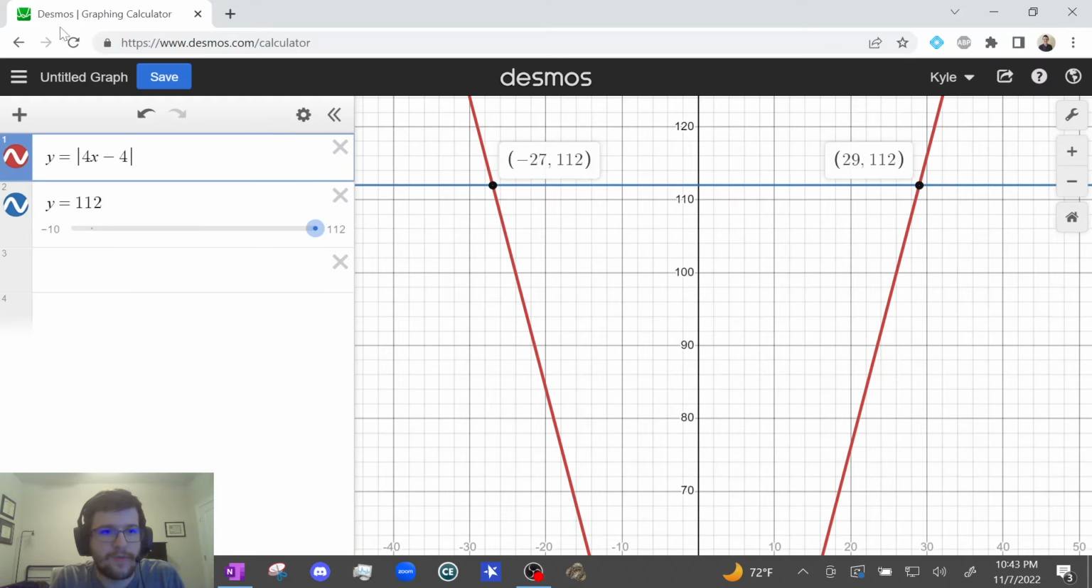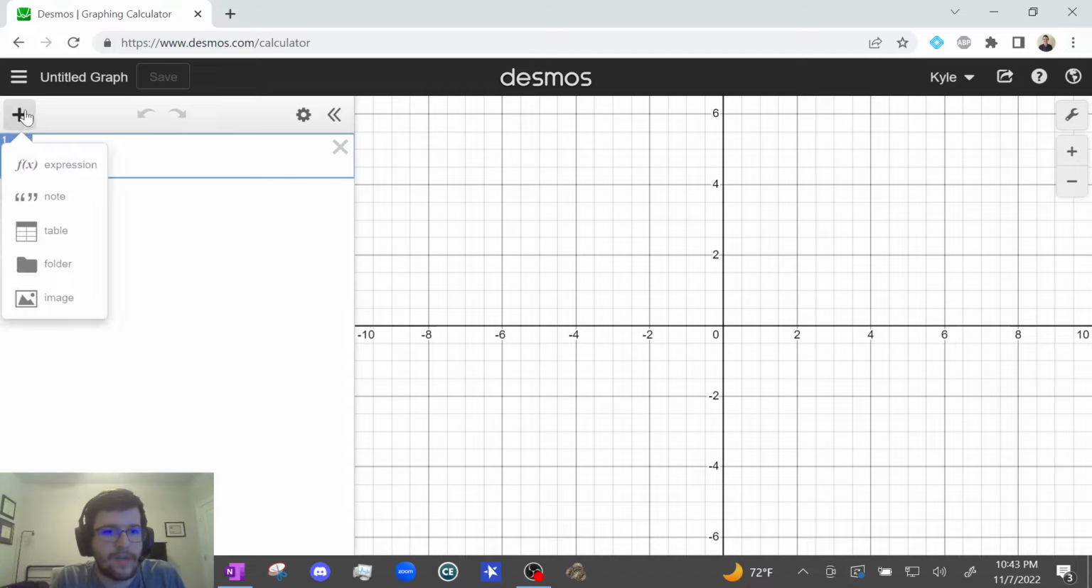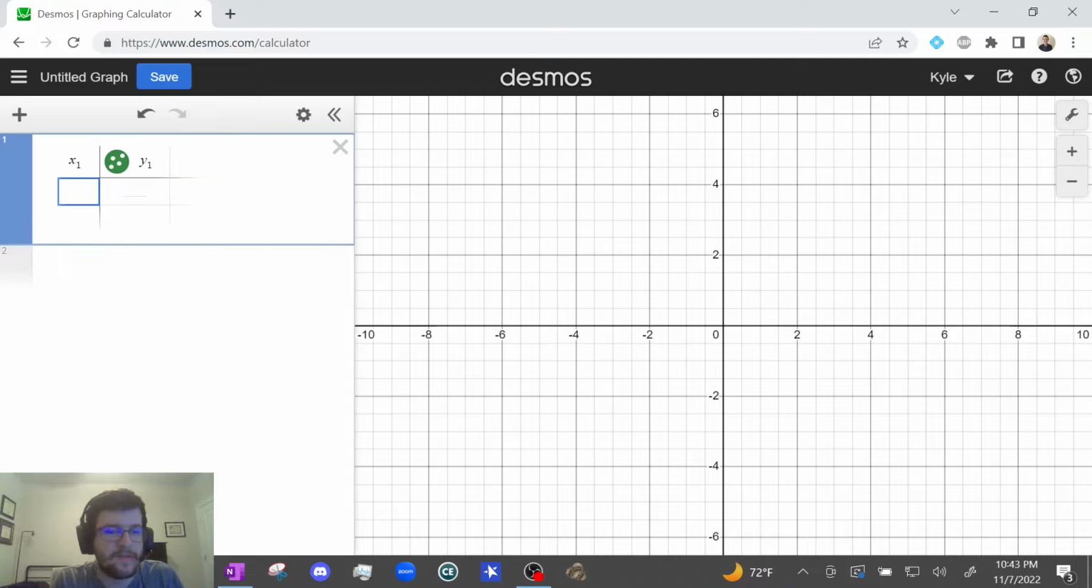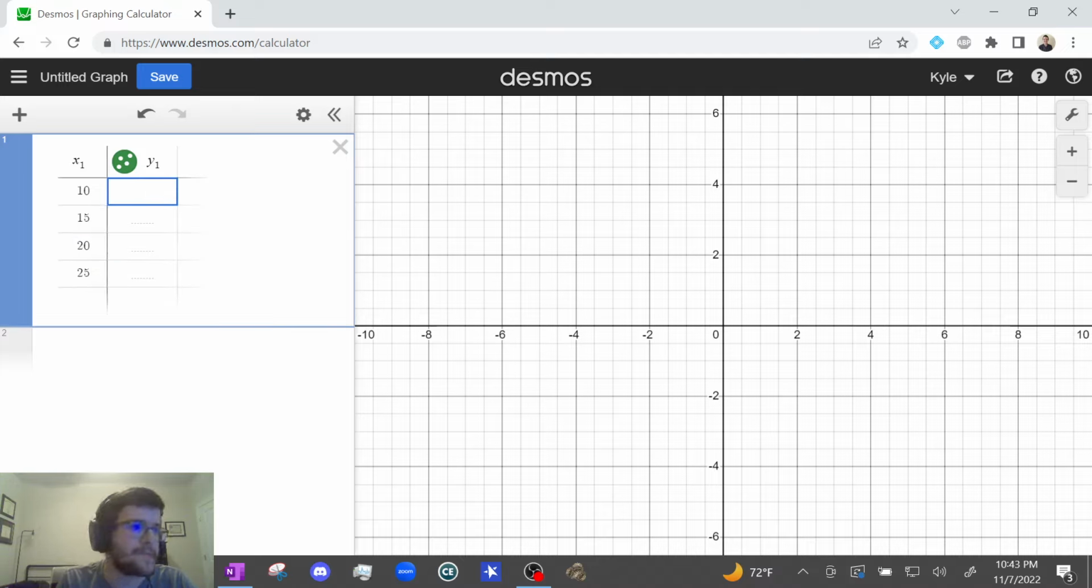So I'm going to refresh, and then I'm going to insert a table. So you click on this plus and then click on table. And I'm going to put all the x's in, so 10, 15, and I'm using the arrow keys to navigate this table. Don't press enter, press the arrow key. So I'm pressing down on the arrow key. 25, now I'm going to press right and then go up, up, up.